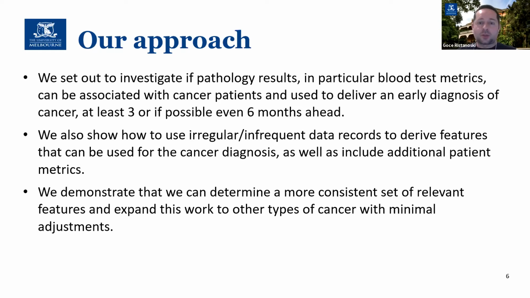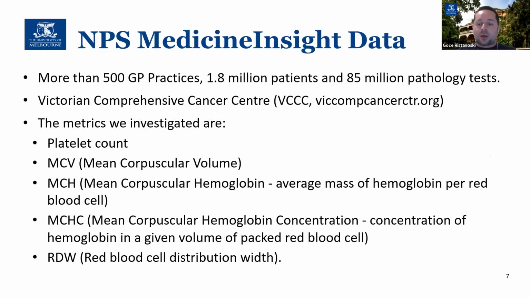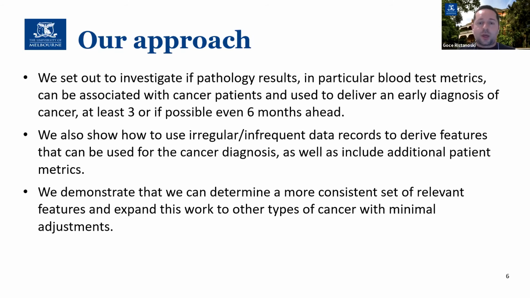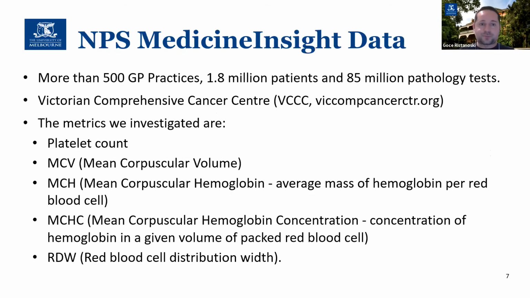The way we are doing this work, it can be applied for 3 months, 6 months ahead, or even 9 months to 1 year ahead, depending obviously on the quality of the data or the research findings that we find with this data set. So what we will do is show how irregular or infrequent data, when it comes to pathology, can be used for cancer diagnosis, and we will define a more consistent set of metrics and features that can provide us with good quality data that can be used for AI models, and how these data can also be applied to other types of data or extended to additional metrics.